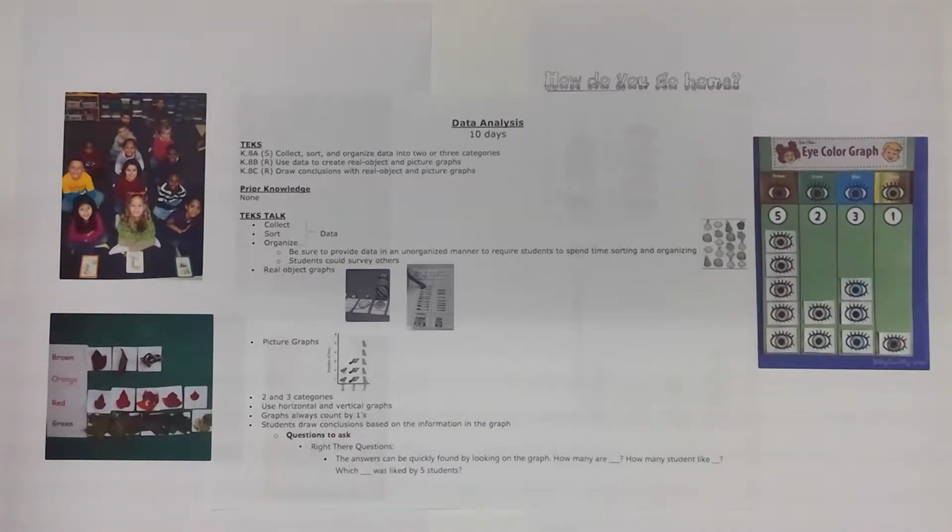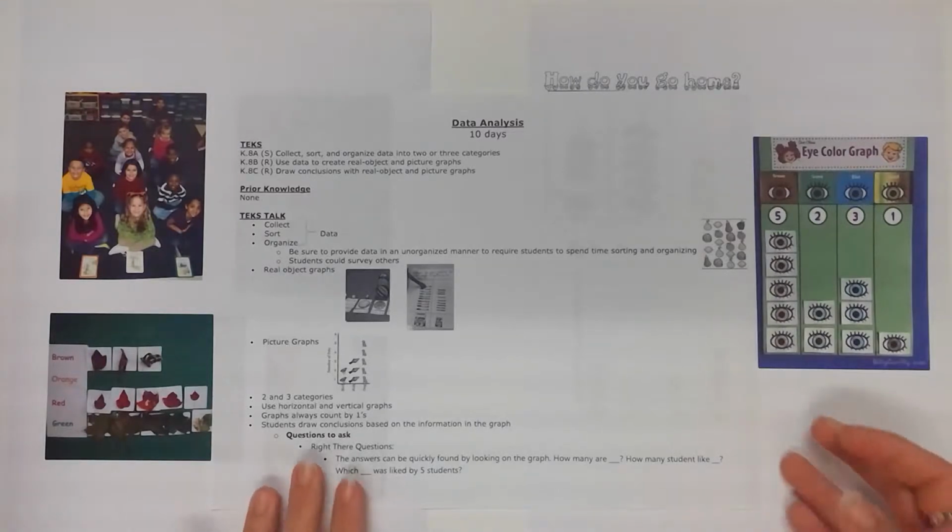In this video, we will be discussing the data analysis TEKS for kindergarten. The TEKS are K.8a, K.8b, and K.8c. Students in kindergarten are expected to collect, sort, and organize data into 2 and 3 categories, use that data to create real object and picture graphs, and then draw conclusions from those graphs that they created.